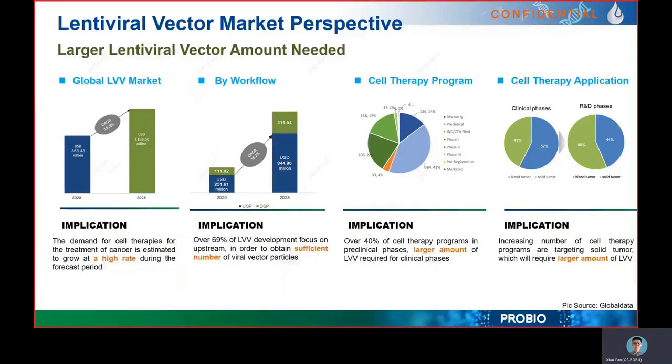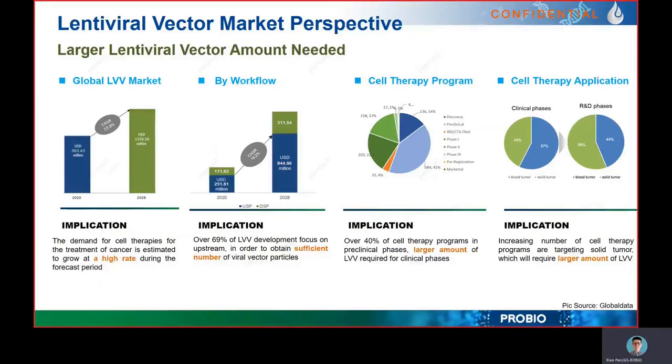Currently, the demand for cell therapies for the treatment of cancer is estimated to grow at a high rate from 2020 to 2028 with a CAGR of about 16%. And according to the published data, there is about 70% of the LVV development is focusing on upstream to be able to obtain a sufficient amount of viral particles.